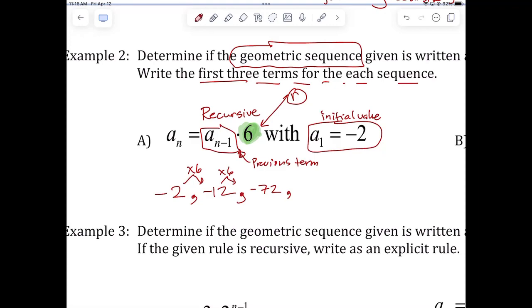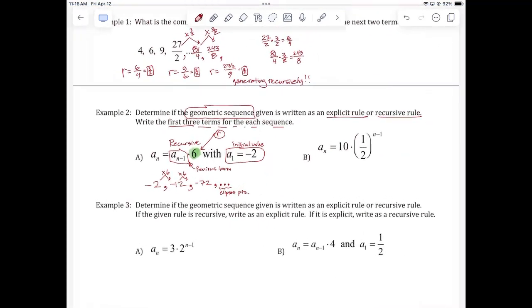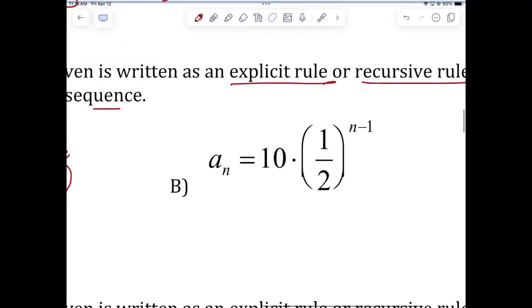Whatever. Now, here's what we do. I put a comma, and guess how I show that the pattern continues on without me writing it? We put dot, dot, dot. Those are known as ellipsis points. That's the proper word for them. Ellipsis points. It means it keeps on going, yada, yada, yada, so on and so forth. The pattern continues. Okay. Let's look at letter B.